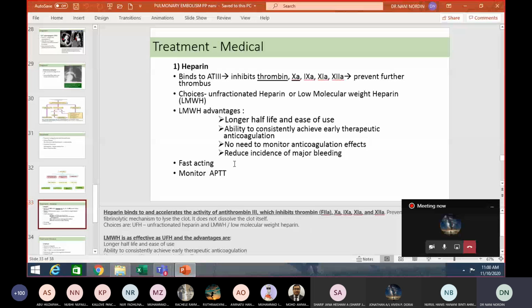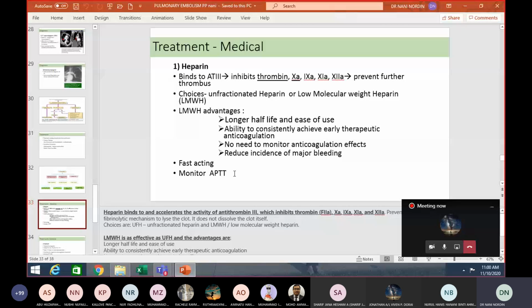So you can give IV heparin. Another option is to give low molecular weight heparin, which you can give subcutaneously. Low molecular weight heparin has advantages because it is easier to use, and it has a longer half-life, so you don't have to monitor APTT as much. Because when you give heparin, you want to monitor your APTT.